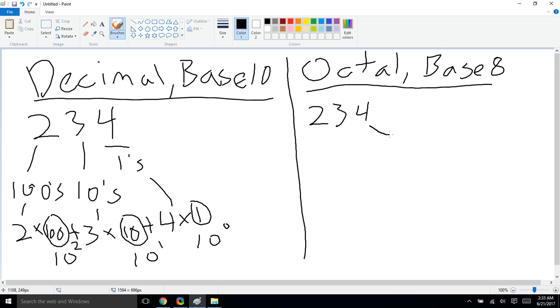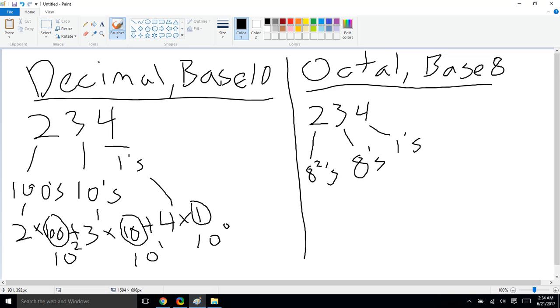So this 4 is going to be the ones digit. The 3, instead of being a tens digit, what should it be? Instead of a tens digit, it should be the 8s digit. And the 2, what should it be? With decimal, it was the hundreds digit, which is 10 squared. So now it should be, instead of 10 squared, it means times 8 squared. So it's the 64's digit.